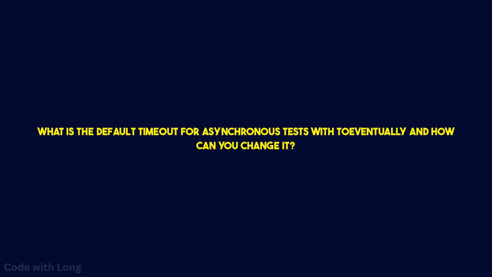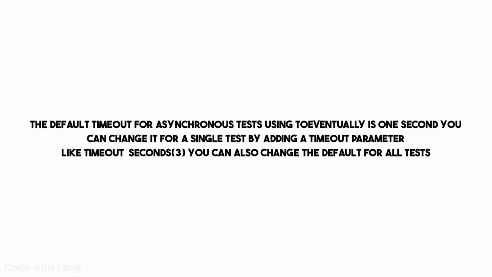What is the default timeout for asynchronous tests with toEventually, and how can you change it? The default timeout for asynchronous tests using toEventually is 1 second. You can change it for a single test by adding a timeout parameter, like timeout: .seconds(3). You can also change the default for all tests.